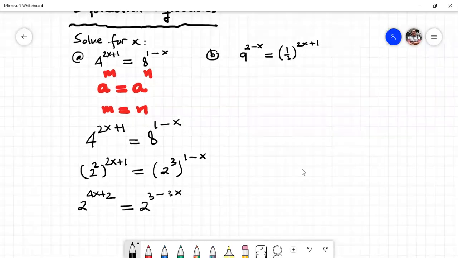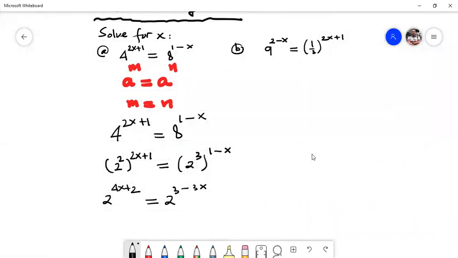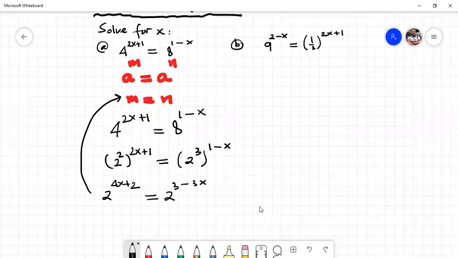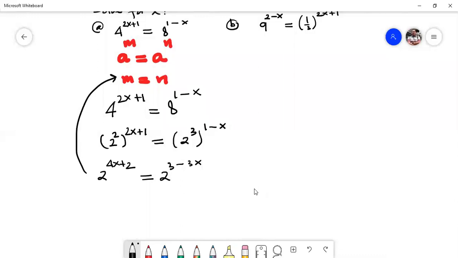Now, as you see here, and by referring to what I have explained before regarding exponential equations, check: do they have the same base number now on both sides? Yes, 2 and 2. They have the same base number. So easily just take the exponents and equate them. So this will be 4x plus 2 equals 3 minus 3x.